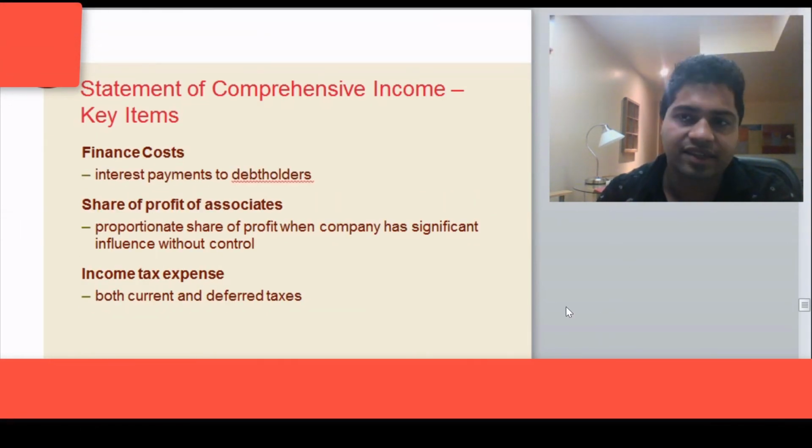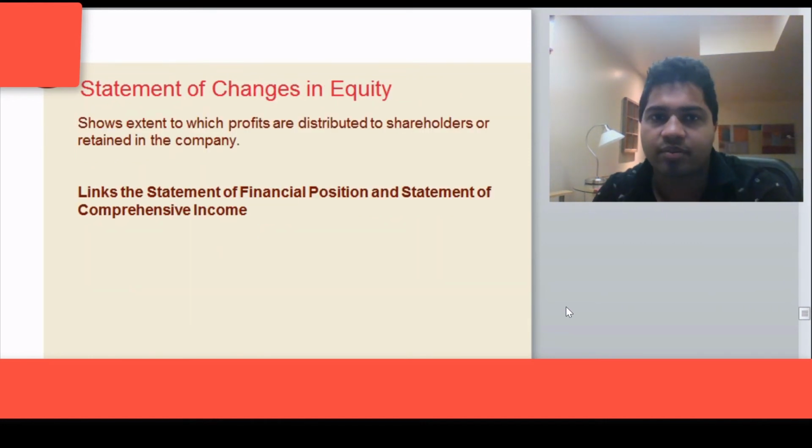Finance cost, the interest that you pay to debt holders. Share of profit of associate, proportionate share of profit when the company has significant influence without control, so less than 51 but significant influence. Income tax expense, the payment you make to the government.